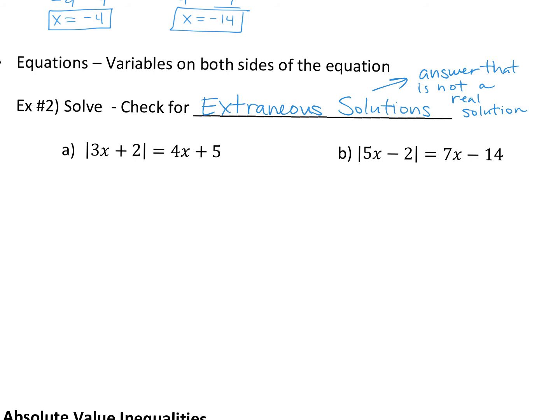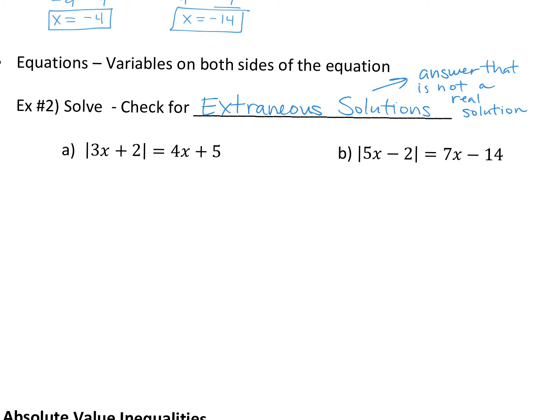Yes? What's the point if it's not a real solution? Well, here's the thing. Because of the absolute value, it kind of messes with our numbers a little bit, right? So you're going to solve it, and you're going to get two answers. But if you were to plug both of those answers back in, chances are one of them doesn't actually work in the situation because of the absolute value. So I'll show you right now what I'm talking about.